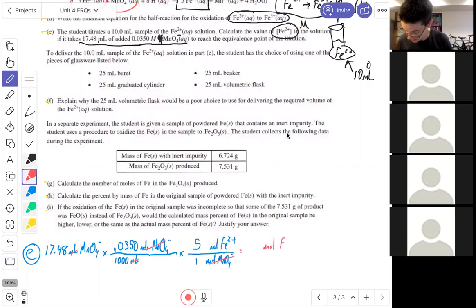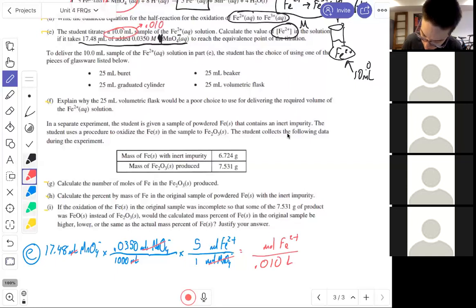And then how do I get the concentration? Put it over 1 liter. Not 1 liter, 10 milliliters. 10 milliliters. But I do need to put that in liters. So move the decimal place 3 to the left. Yep. So you don't have to, you just divide by the 0.010. Correct, yeah.